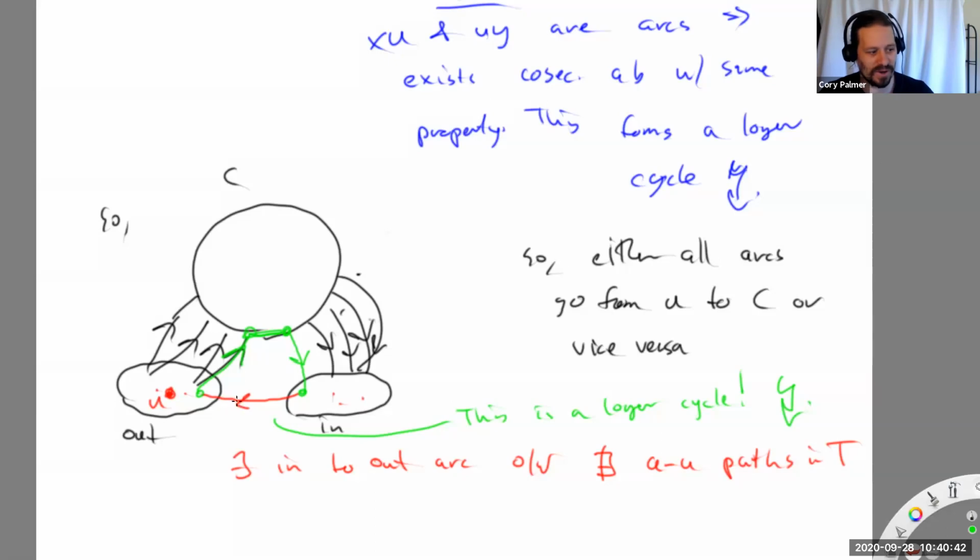No, I mean, if there's an arc between two sets, then those two sets had vertices in them in the first place. If in was empty, then there's no possible way to have this red arc, but you have to have this red arc. Otherwise, U, for instance, is not available, okay? And that's the end of the proof, right? We just found a longer cycle.